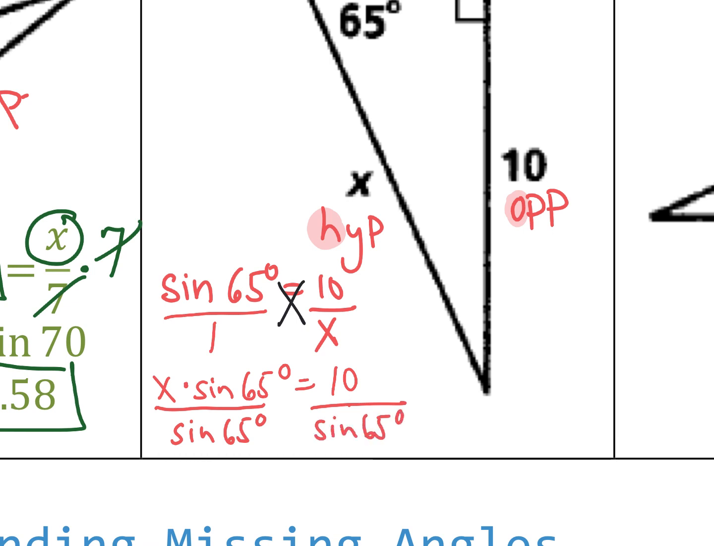Notice I'm not doing decimals just yet. I save all the rounding till the very end. So what I get is, I'll type in my calculator here, x equals 10 divided by the sine of 65. In this case, I'm eyeballing it to make sure I get a number that's bigger than 10 because I'm solving for the hypotenuse. So in my calculator right now, I'm doing 10 divided by the sine of 65 degrees.